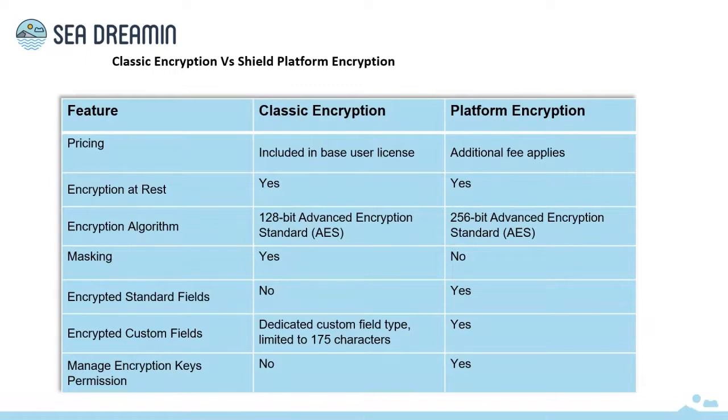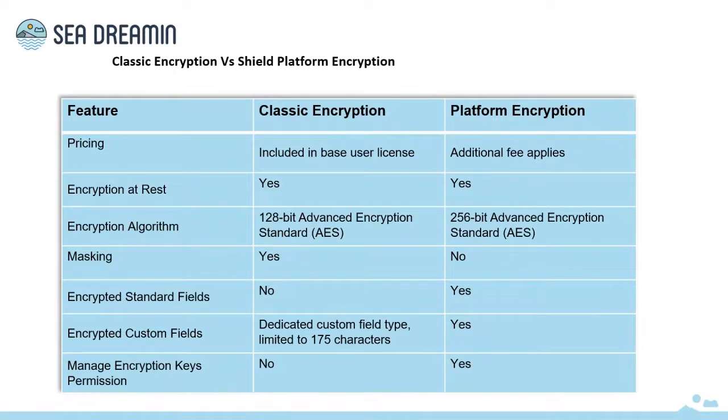Masking is available only for classic encryption. When I say masking, that means if you have something like a social security number, you can mask the numbers at the end. You would have seen this for credit cards when you do a payment: only the last 3 or 4 digits are displayed and the first digits are masked. That is what masking is. It is available only for classic, not for platform.